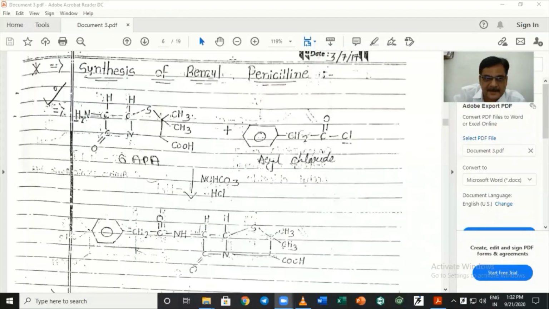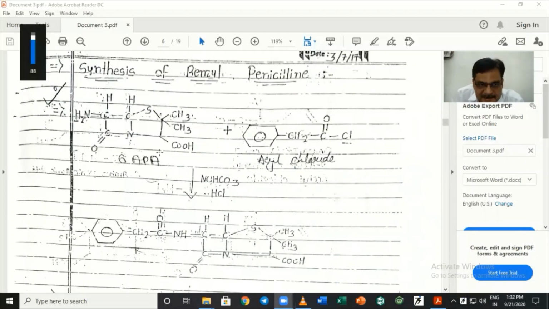So there are three routes of synthesis of penicillin. Today we discuss the synthesis of penicillin. First we take benzyl penicillin. This is the synthesis of benzyl penicillin.